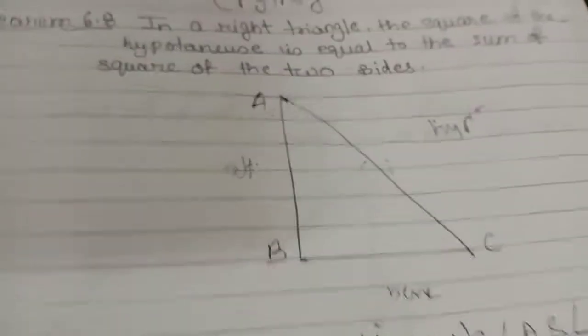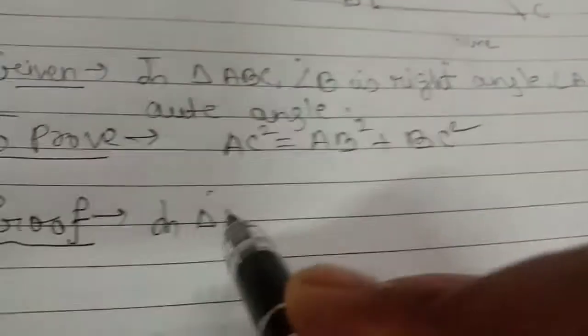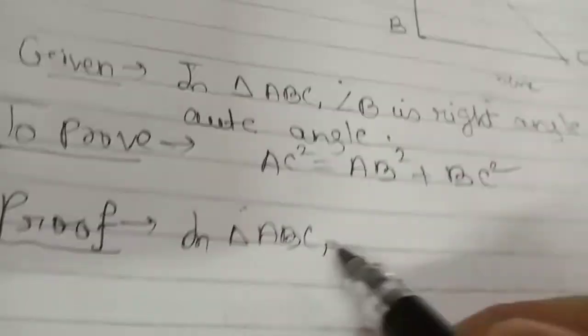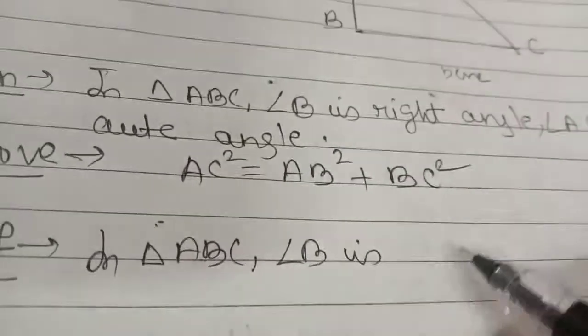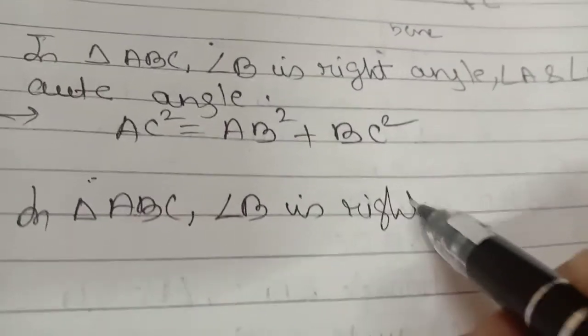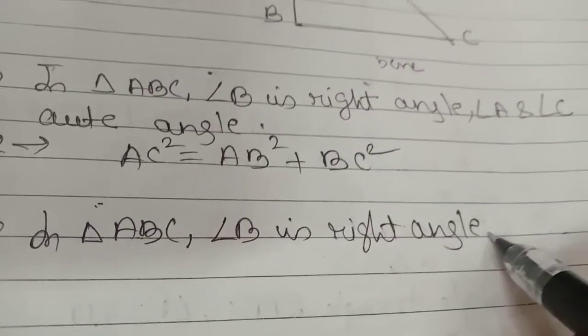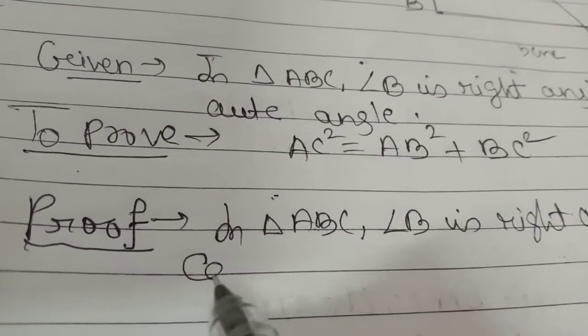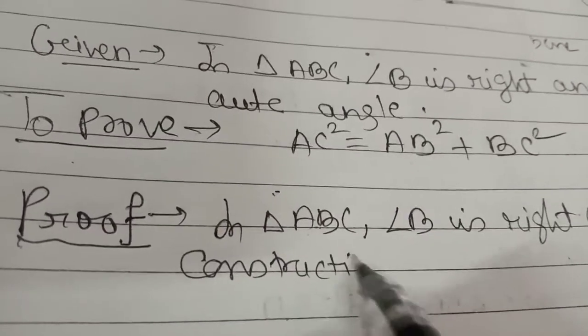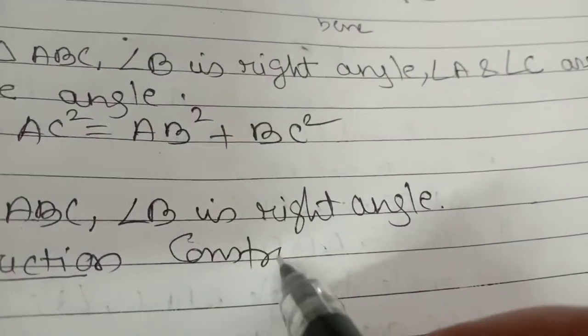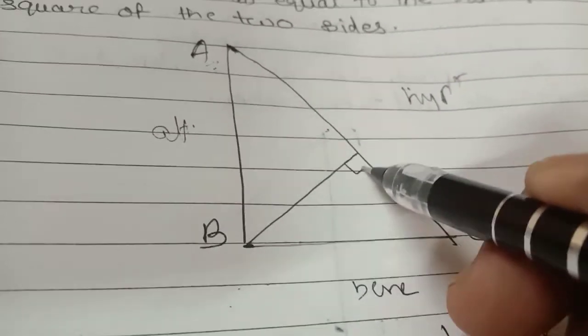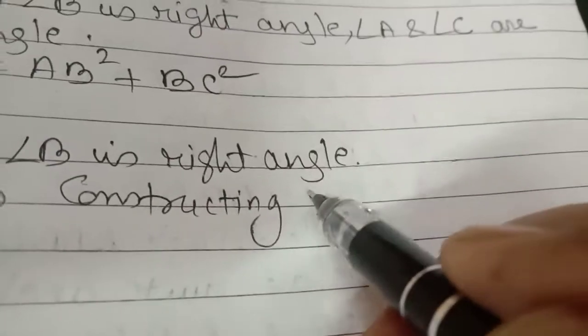Proof. Now in proof again we will write the given part here. In triangle ABC, angle B is right angle. Now construction part. In construction we write down: construct BD perpendicular to AC.